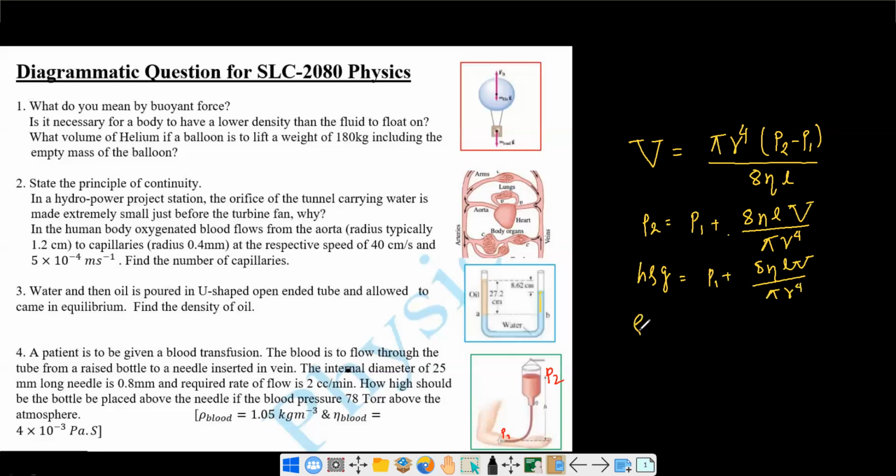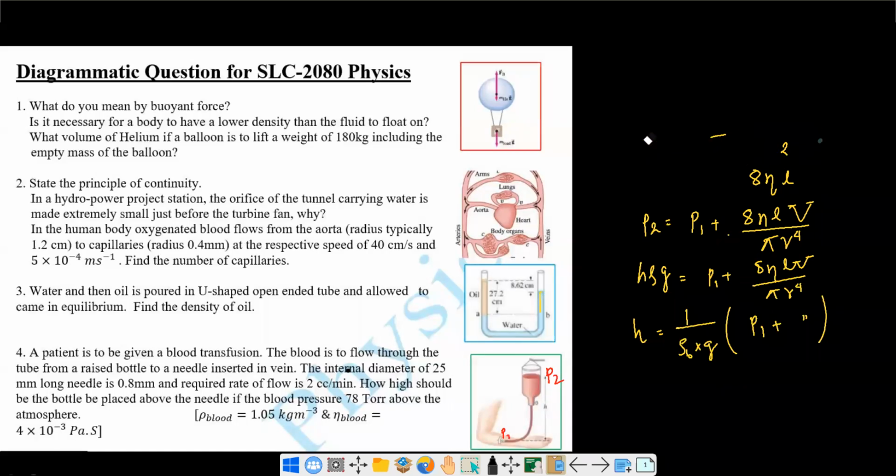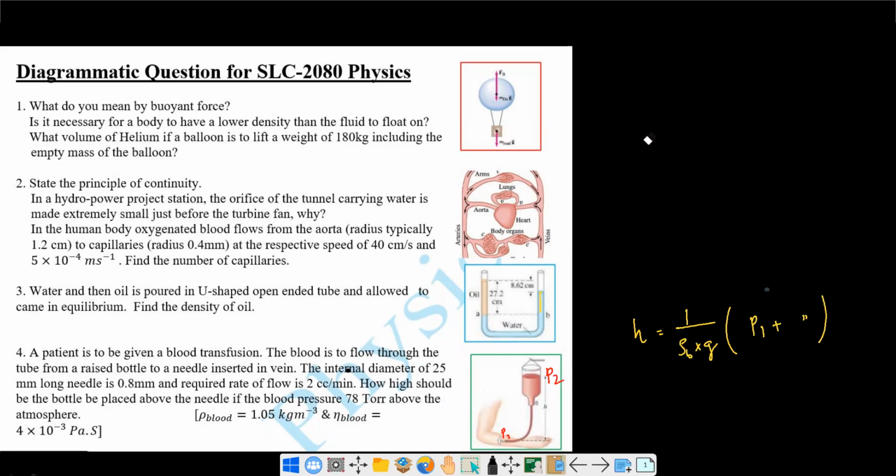So if you want to calculate the height of the blood, because density is mentioned in here, okay, this is the height. Height can easily be calculated as 1 by density of blood into acceleration due to gravity, whole p plus all these parameters. Now the very important thing is simplifying this quantity. We have to calculate v and all, and even we have to convert this torsilli into mm of Hg.